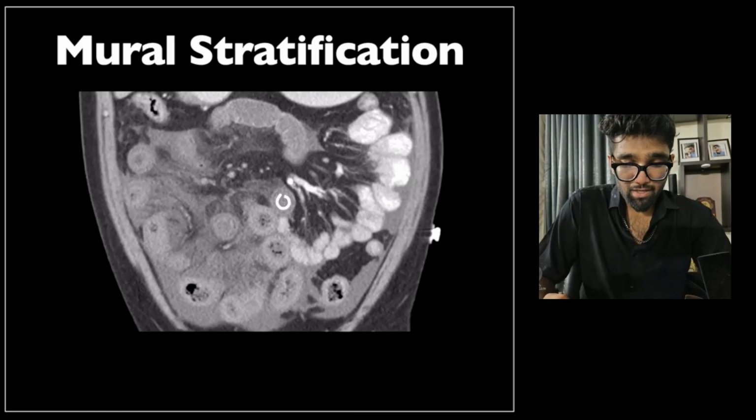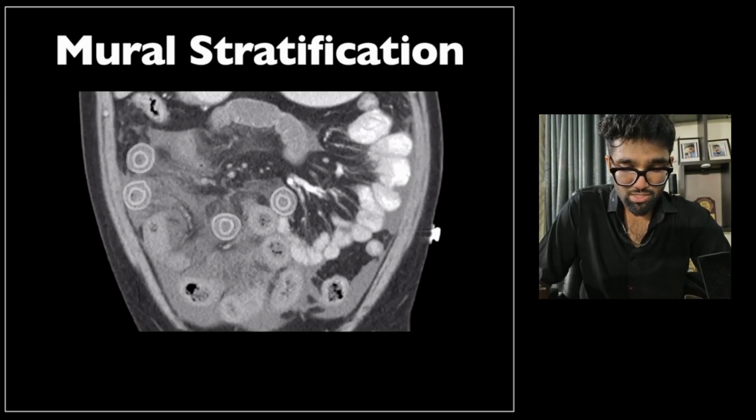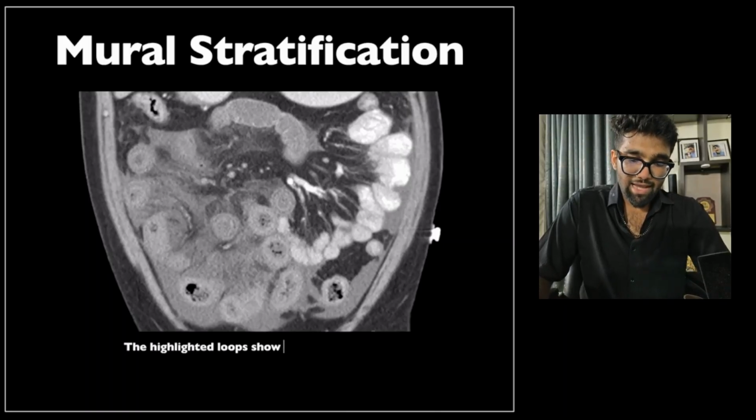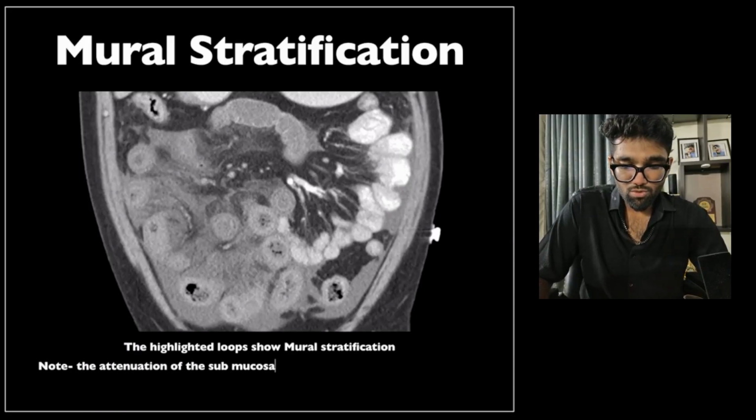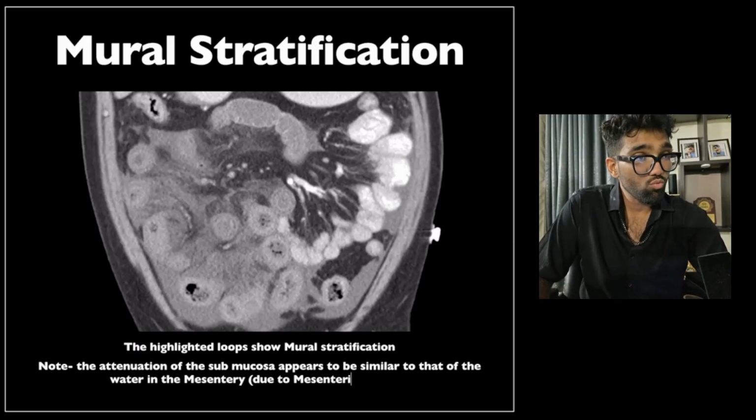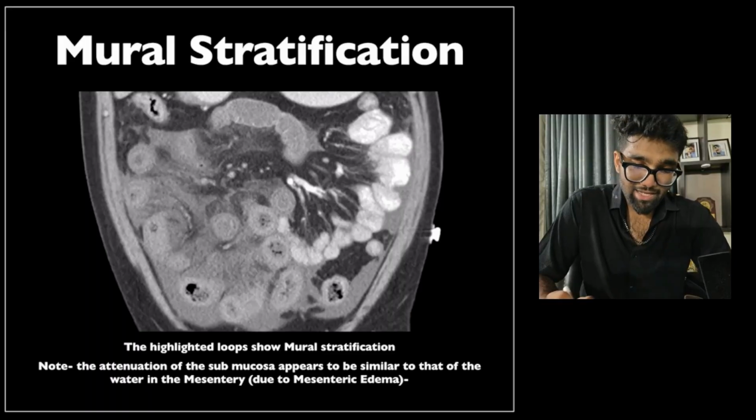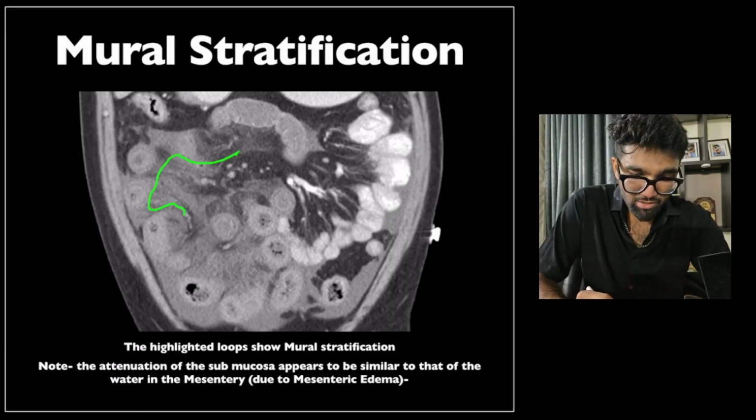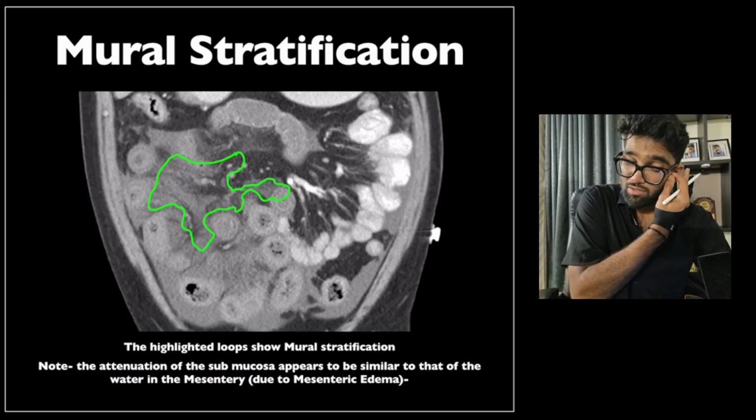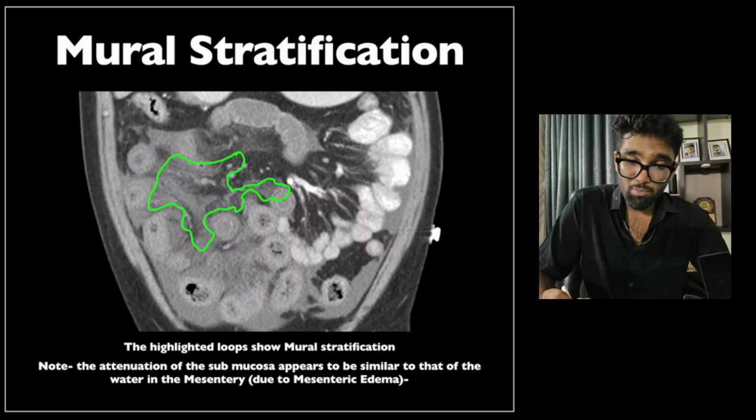Now here we've got mural stratification very clearly visible in some places. Okay, so these are the loops that clearly show mural stratification. Now, what does that mean? The highlighted loops show mural stratification, but specifically they show attenuation that is similar to water. Okay, and actually, if you know what you're looking at, you'll also see that the mesentery here appears to be slightly more white as compared to the normal mesentery here.